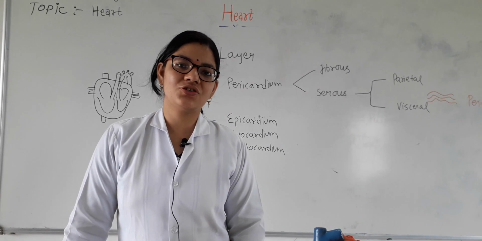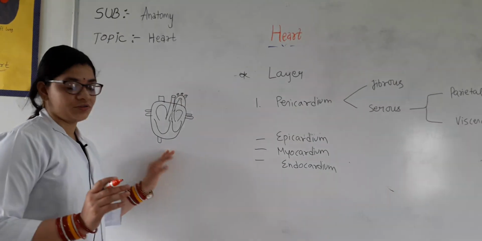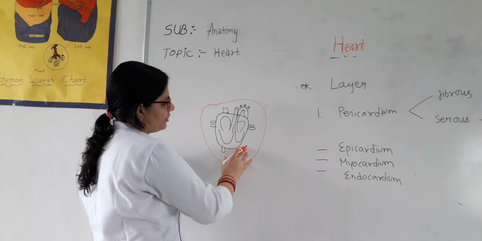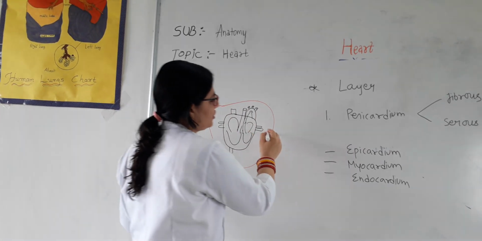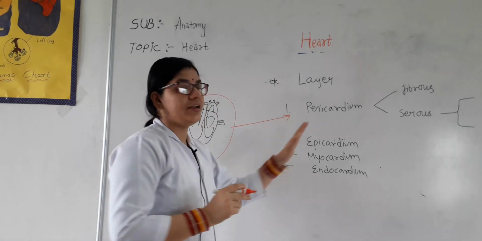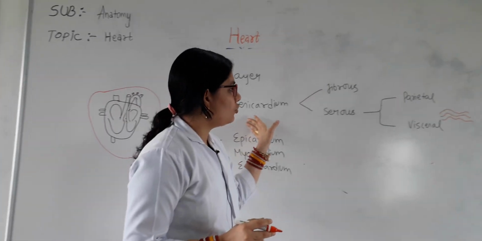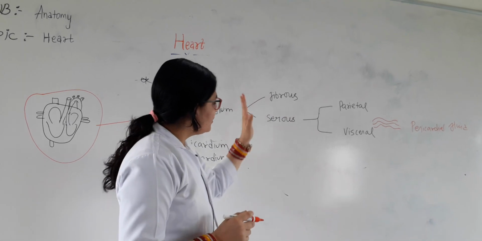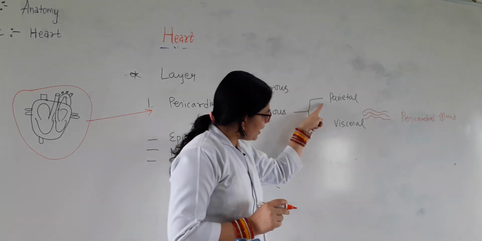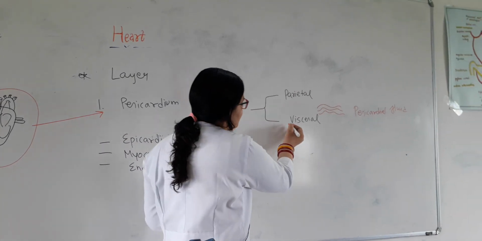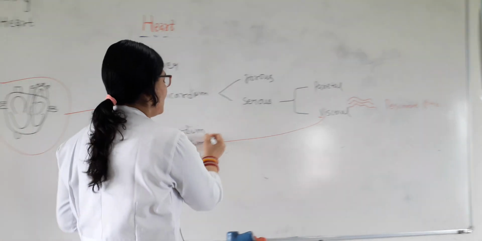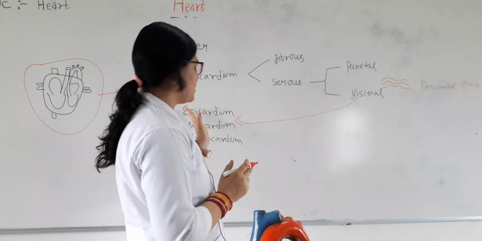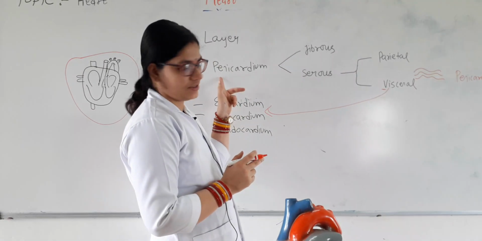Now we will see the layers of the heart. As we all know, the heart is present inside a sac-like structure. It protects the heart. Now this sac-like structure is known as the pericardium. It basically has 2 layers. One is the fibrous and another is the serous layer. Now the serous is further divided into the parietal layer and the visceral layer. Now this visceral layer is also known as the epicardium. So always remember that the visceral layer is known as the epicardium. These both are different. Okay.